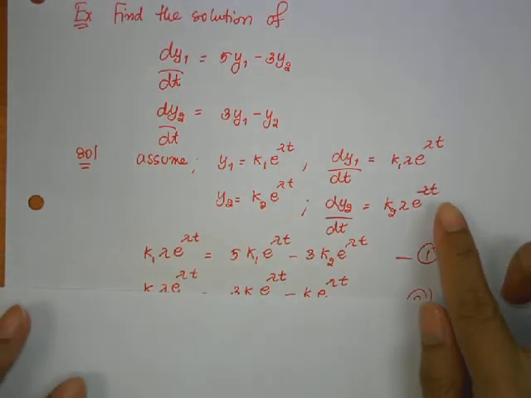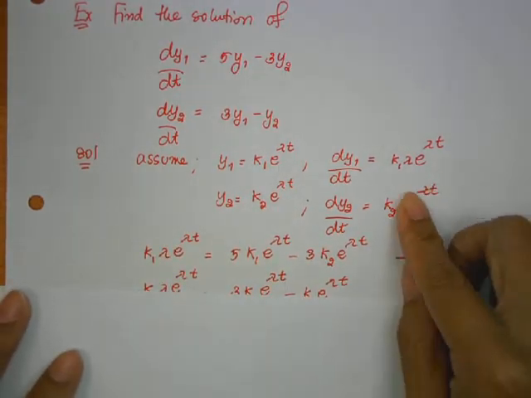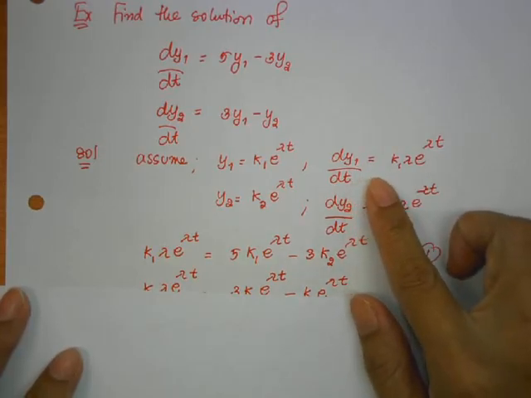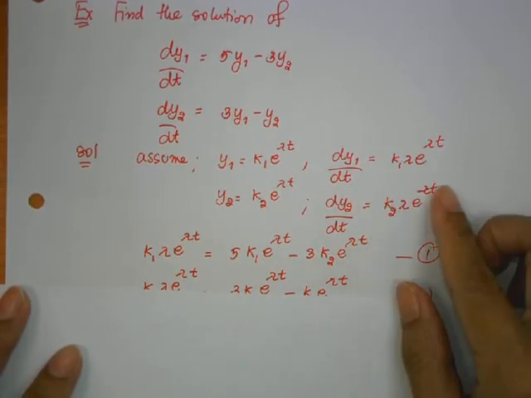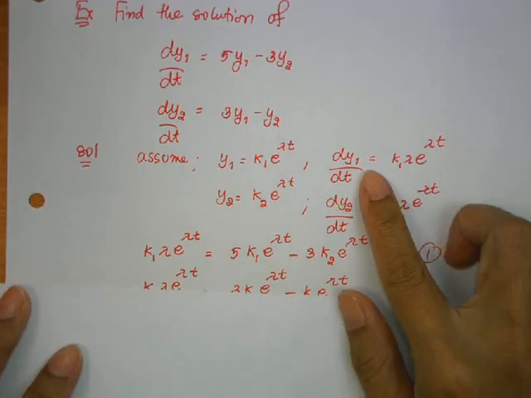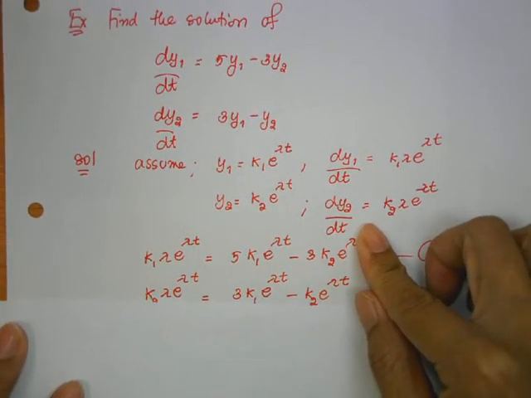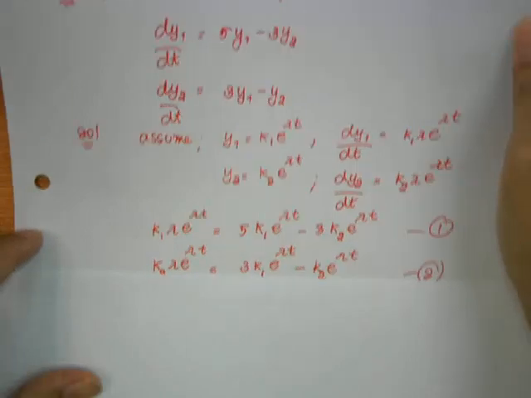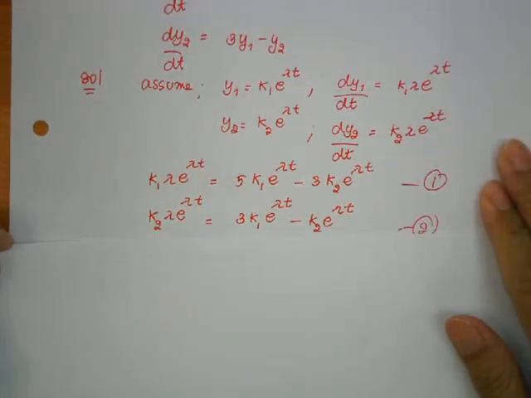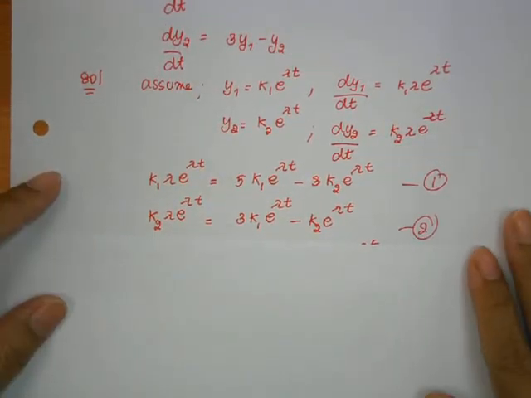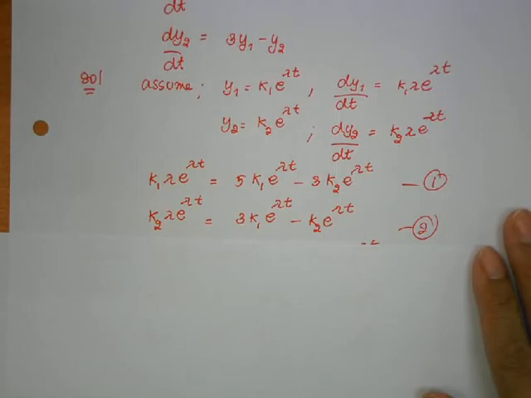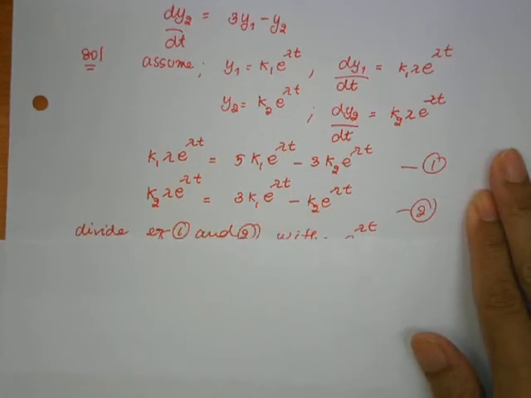And then what we are going to do is take the first derivative of y1 and y2, and then plug y1, y2 and their derivatives into our linear system. Then we would get equations 1 and 2. In both equations 1 and 2 we have exponential of lambda t in every term, so we just divide equations 1 and 2 by exponential of lambda t.